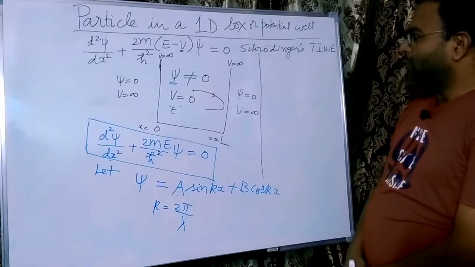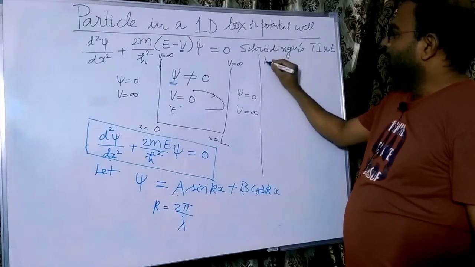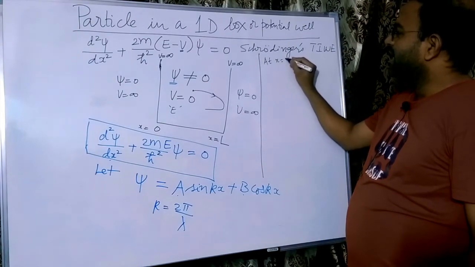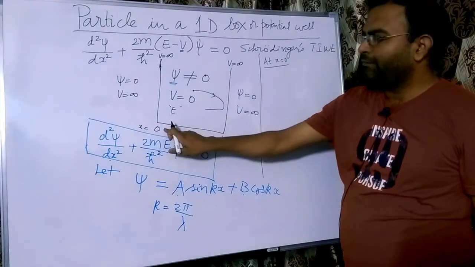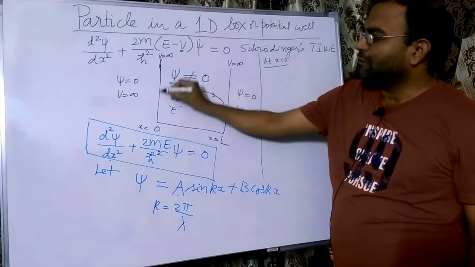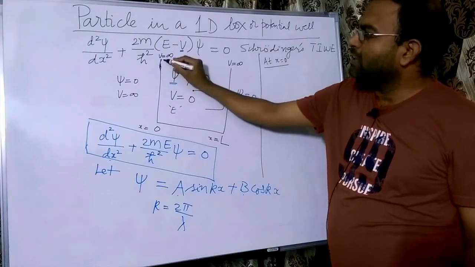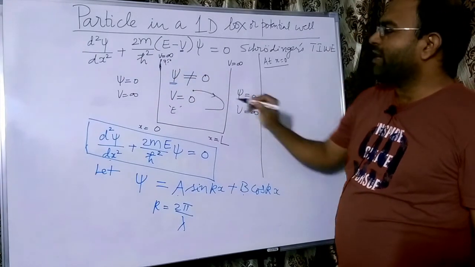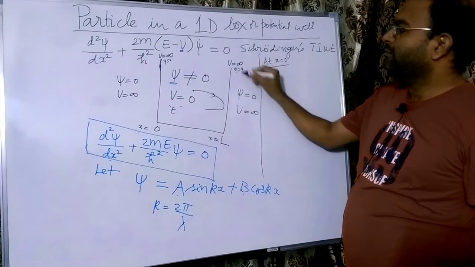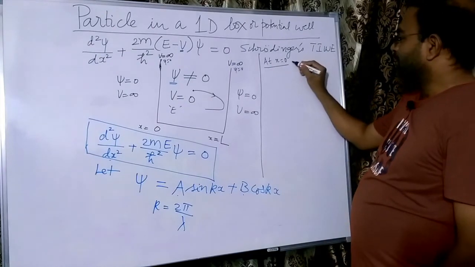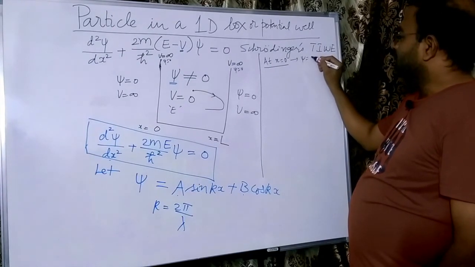First, let us do at x is equal to 0. The first boundary condition is at x is equal to 0. The wave function is 0 because it cannot exist at the boundary. So, psi is equal to 0 at the boundary as well. So, at x is equal to 0, psi is equal to 0.